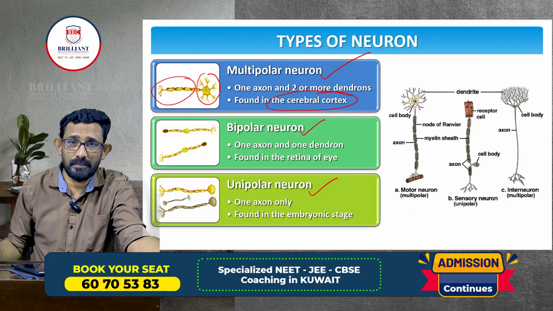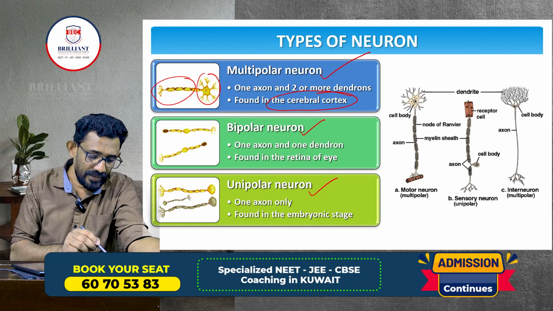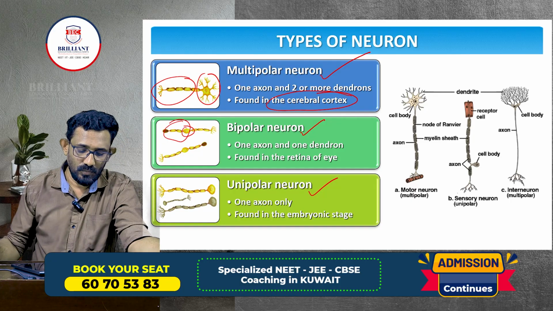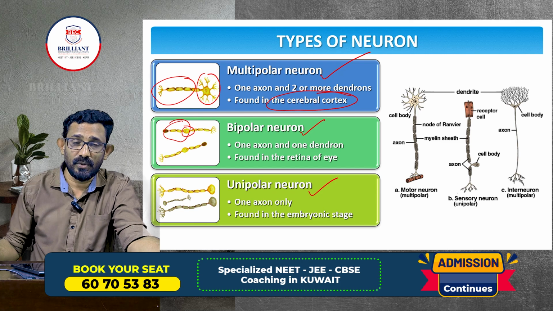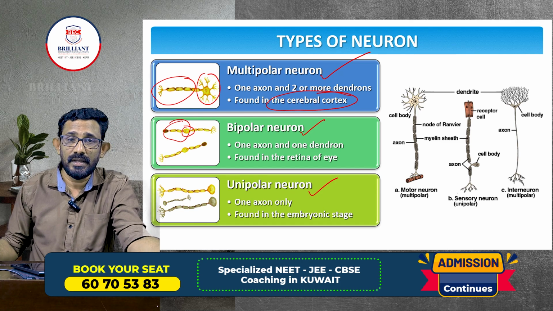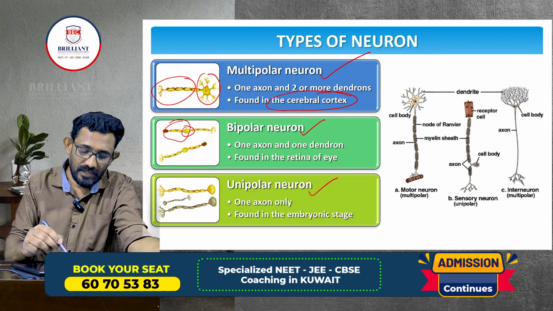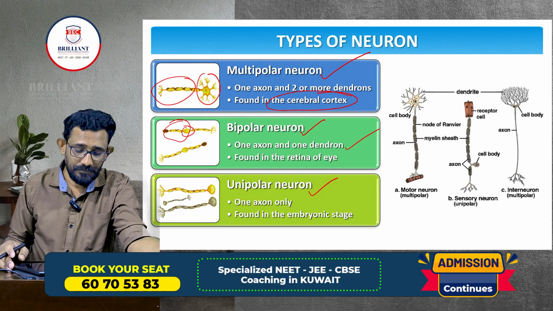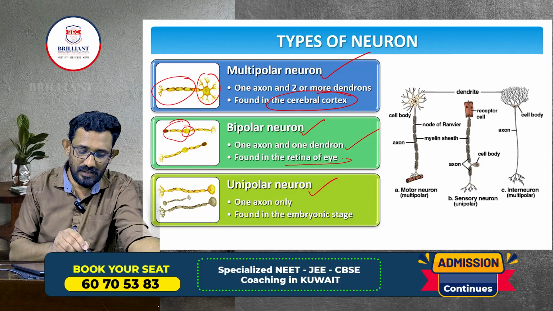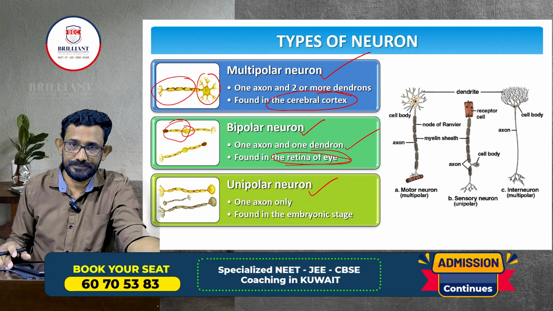Bi means two. Bipolar, only two poles. That means one axon and one dendron. If a neuron has one axon and one dendron, that type of neuron is known as a bipolar neuron. Usually these bipolar neurons are seen in the retina of the eye.